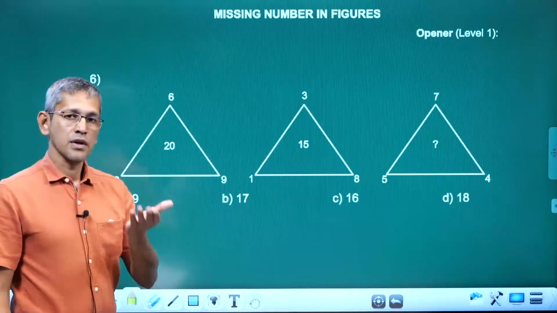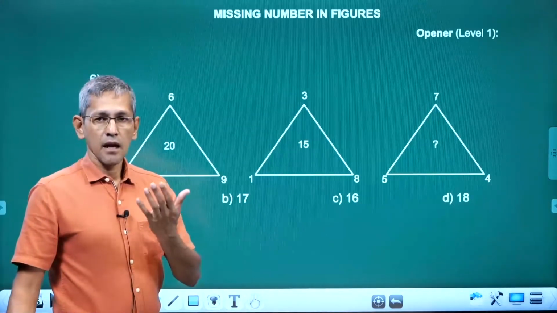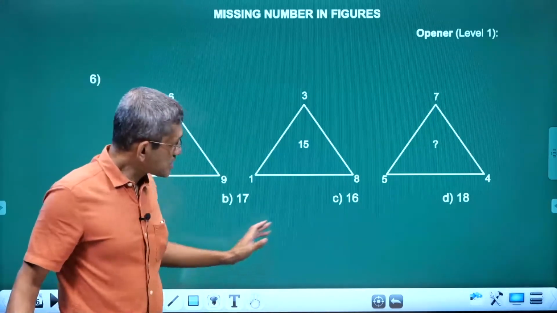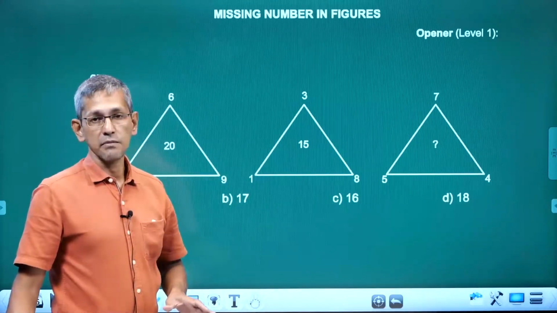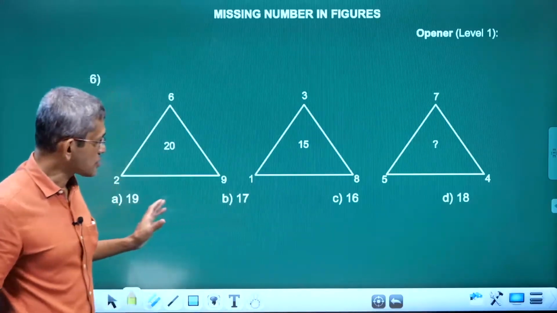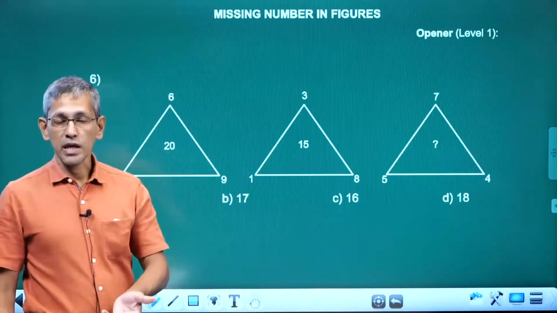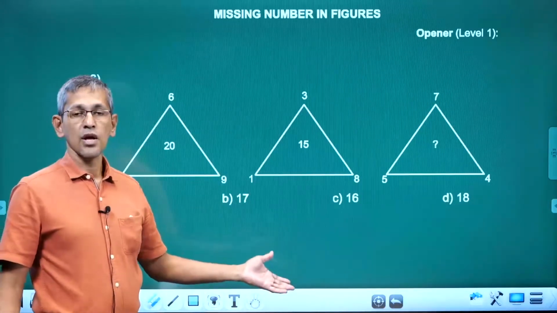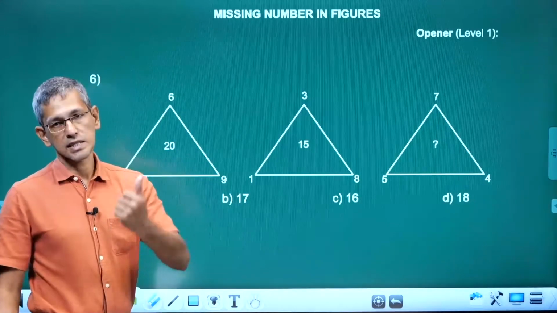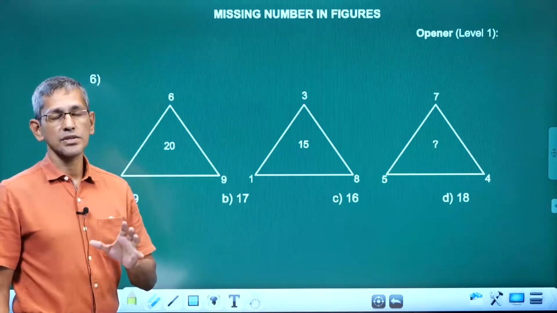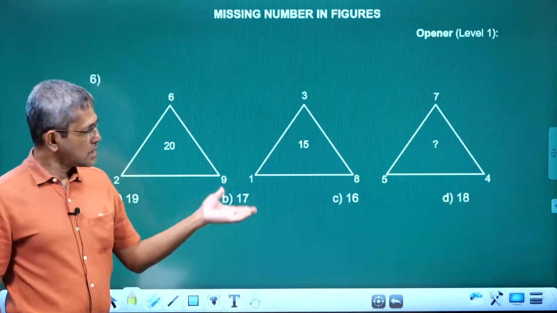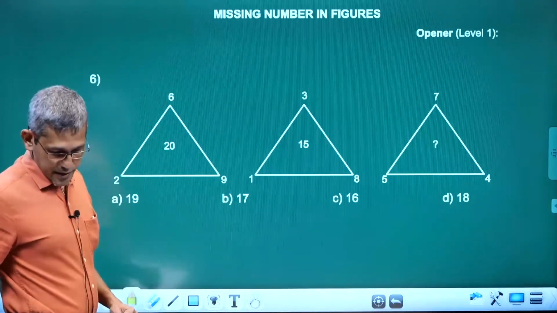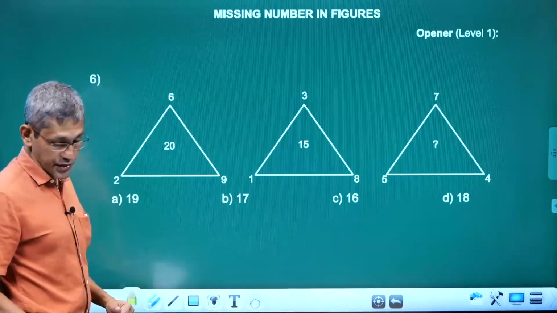And of course, you may get an answer, and if that answer is given among the answer choices, it's perfectly all right. But if the answer is not among the answer choices, the pattern what you got would be a correct pattern, but you don't have the answer choice. So that means you have to look for something else as well. So that's a challenge in this type of questions. Take a look at it. Right. Question number 6, right?